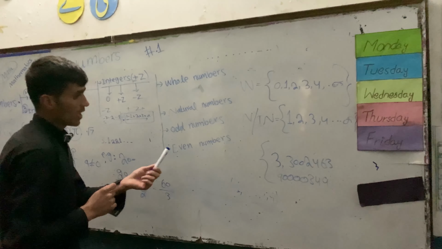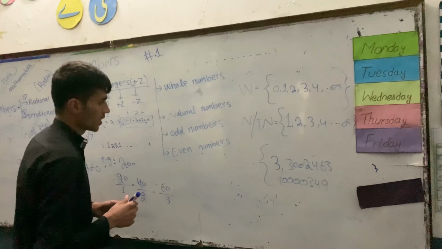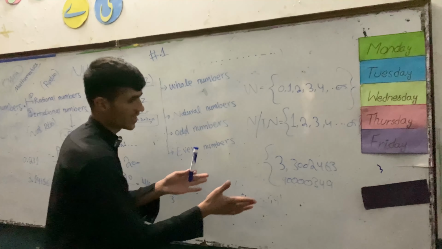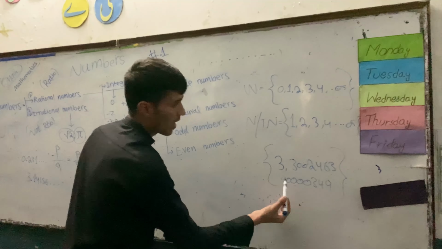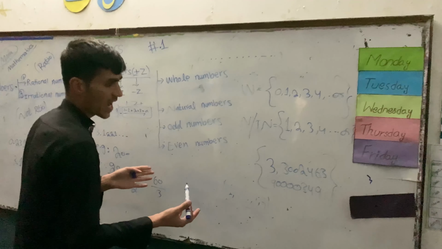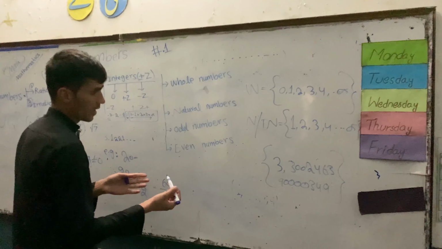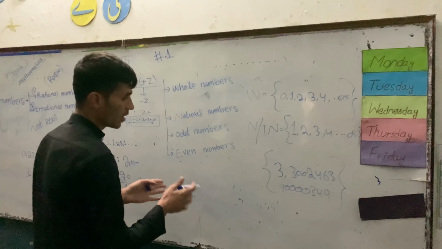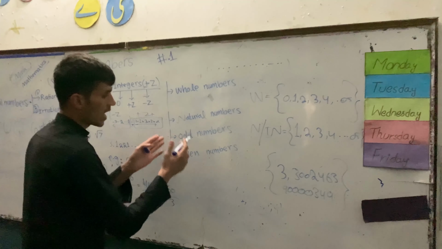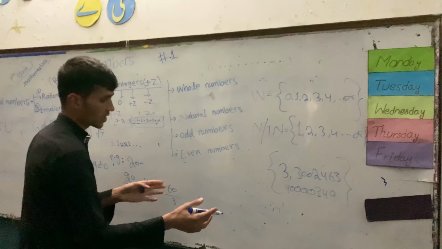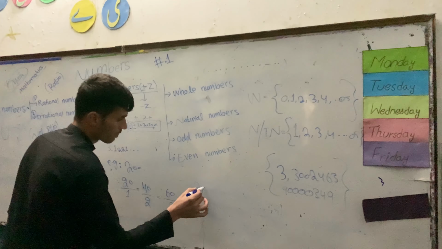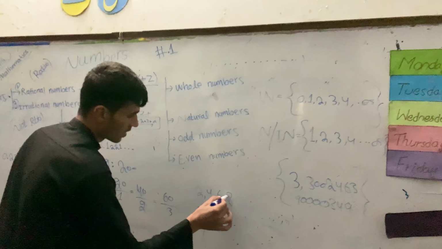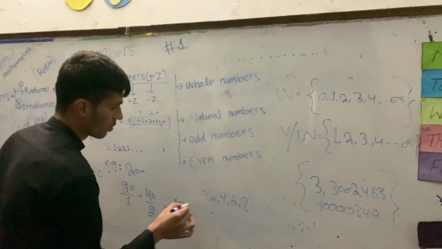The last one, we have even numbers. This is the opposite of the odd numbers, okay? Odd numbers cannot be divided by 2 completely, but even numbers are the numbers which can be divided by 2 completely. And a simple technique to understand whether a large number is odd or even is that the first digit from right to left must be 2, 4, 6, 8, or 0.